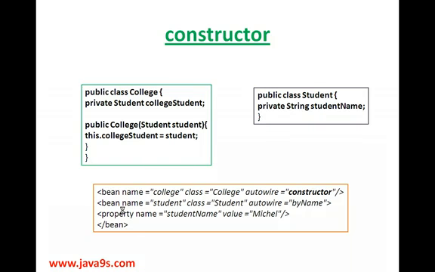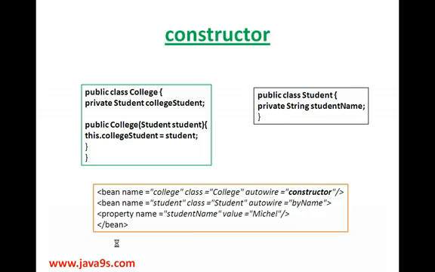Now Spring checks what the arguments are and the type of each argument, and tries to find beans of the same type present in the application context. And you can see that the first argument is Student, and it finds a Student bean and tries to inject it through the constructor.